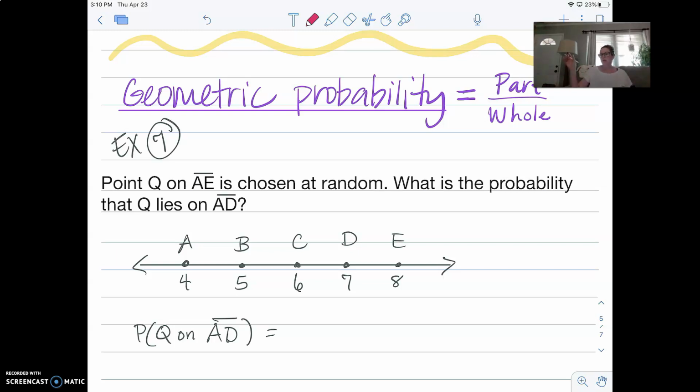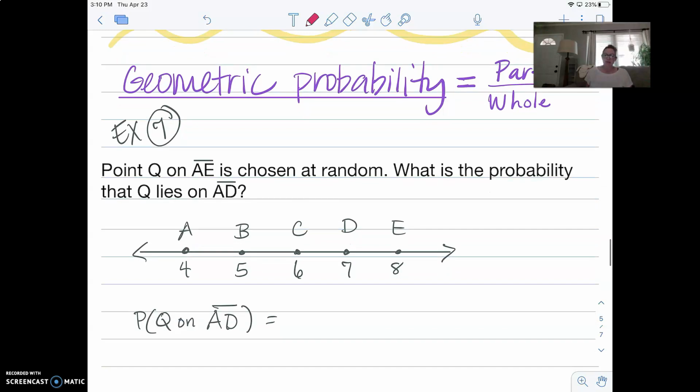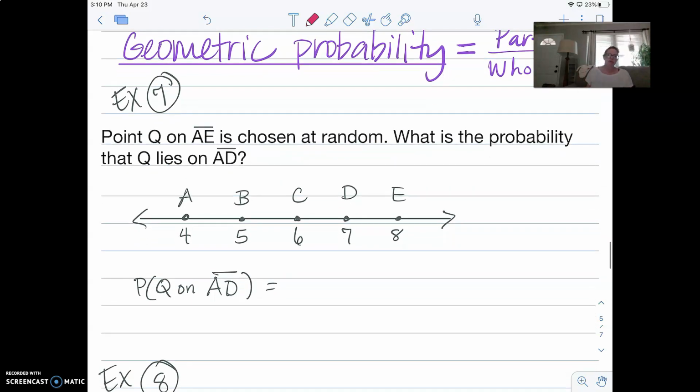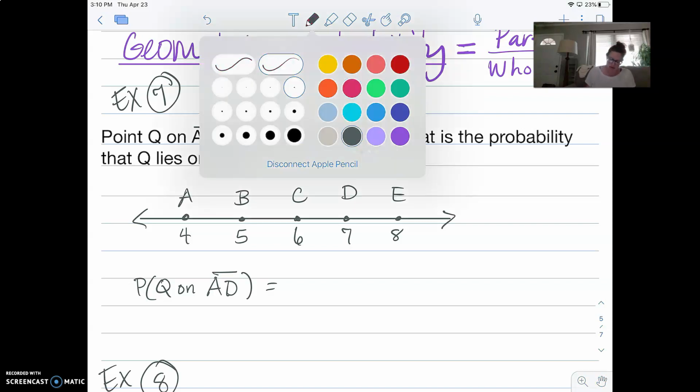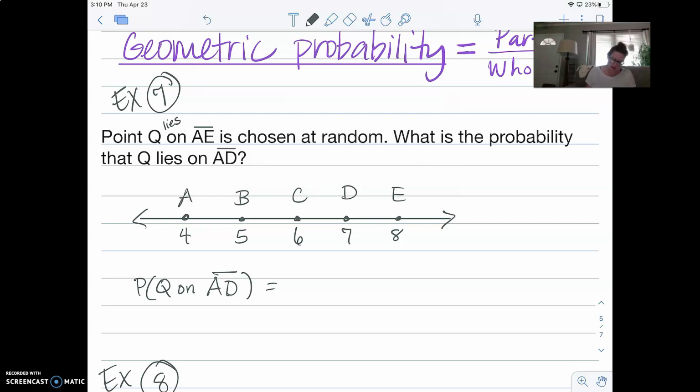You take the part, the event of the probability, that's your part, divided by the whole length or whole area. So for segments, let's look at example 7. Point Q lies on AE, and it's chosen at random. So I'm going to highlight AE. This is the entire segment, so that's going to be my whole. It says, what's the probability that Q lies on AD?